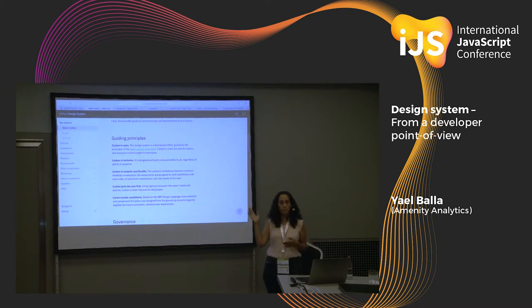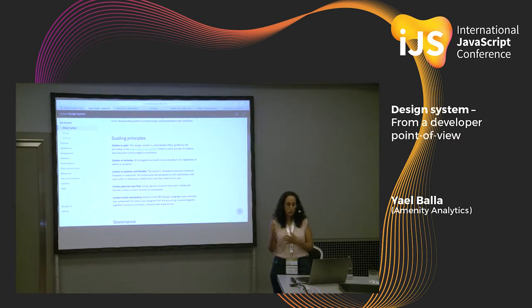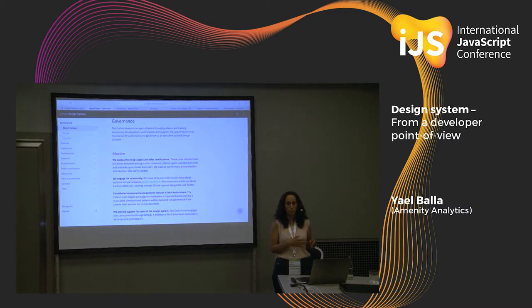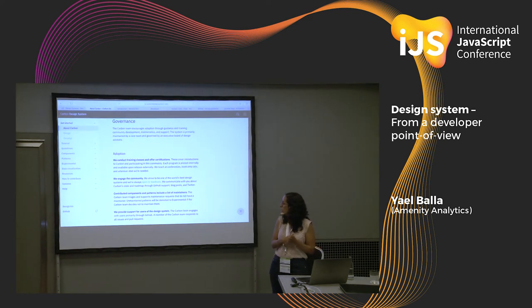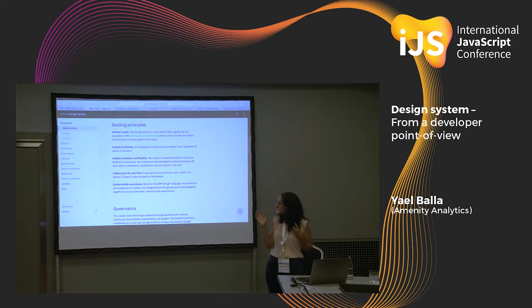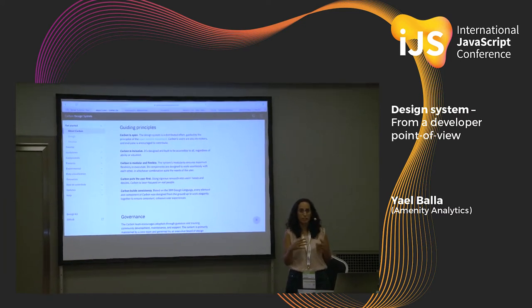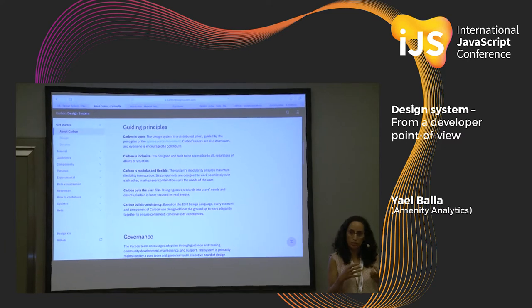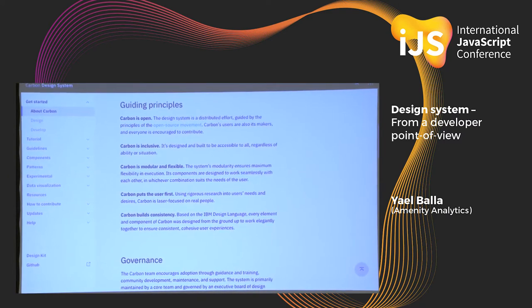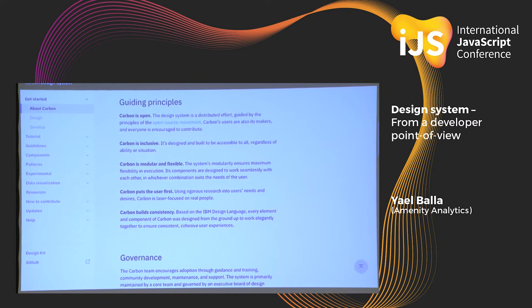Also, you can see here, Carbon is inclusive. What do they mean by inclusive? It means they put emphasis on accessibility, and we'll later show how it reflects on their components. And also, they have modular and flexible components, and they also want to build consistency. And this means that when they add new components, deciding what to add to the design system, they don't just look at the item itself. They look at how well it combines with other items and how it can work together with what already exists in the design system.